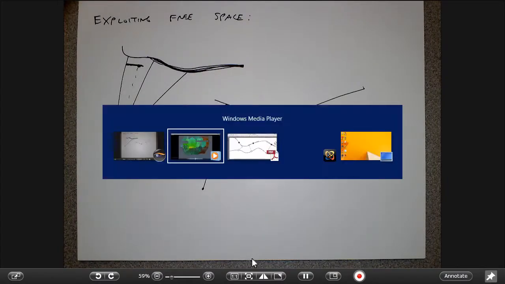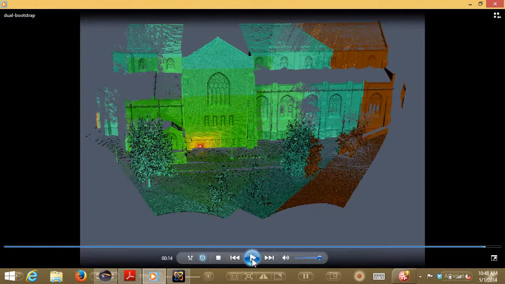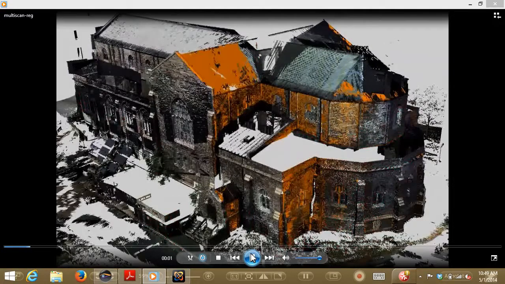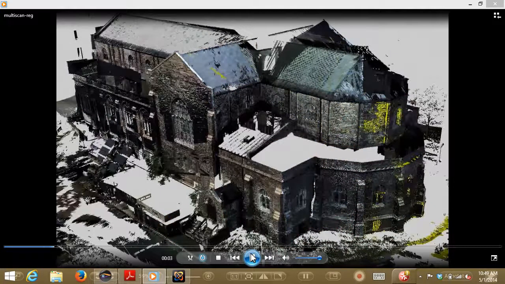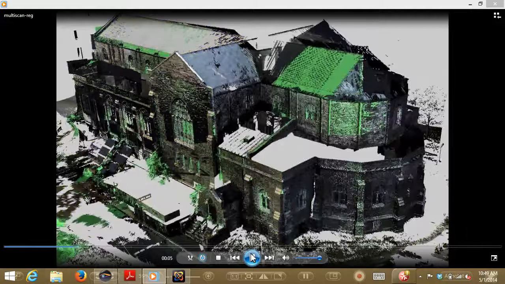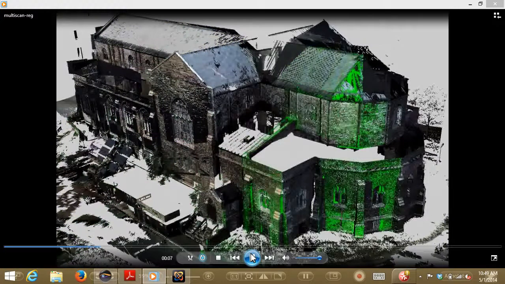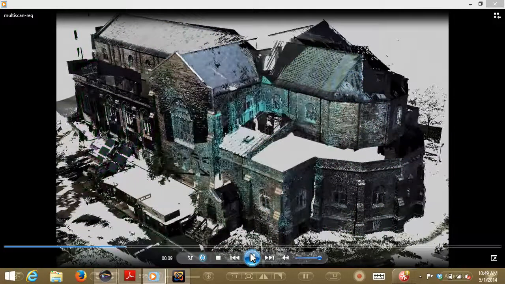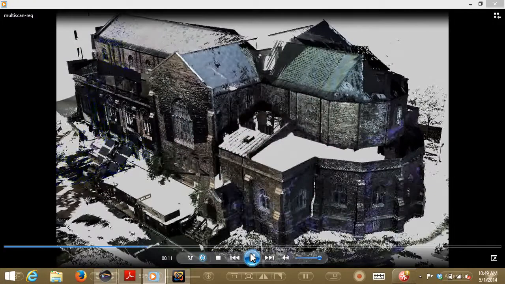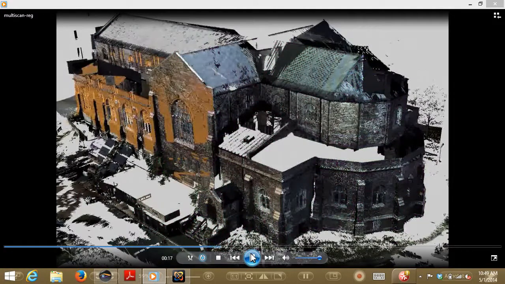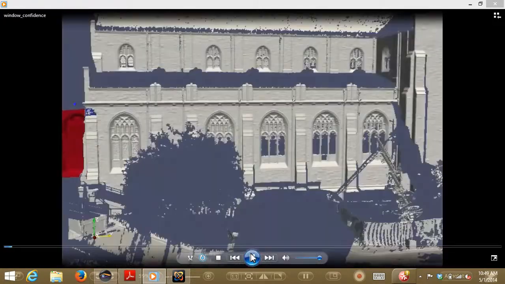You can also do the same thing with multiple scans. Here's a video of our VCC taken from, I think, 22 or 23 different perspectives. You can see the different colors show the chunks of 3D points that contributed to each piece of the scan. And as you can see, no single scan covers more than a certain piece of the surface. Whoops, come back.